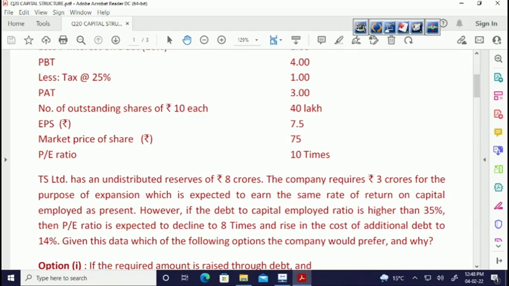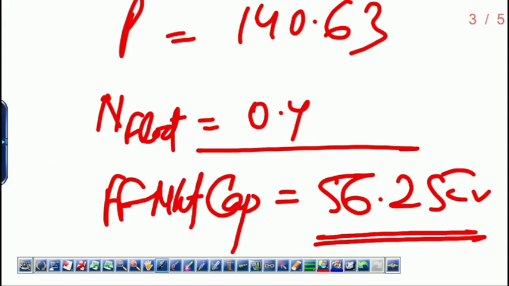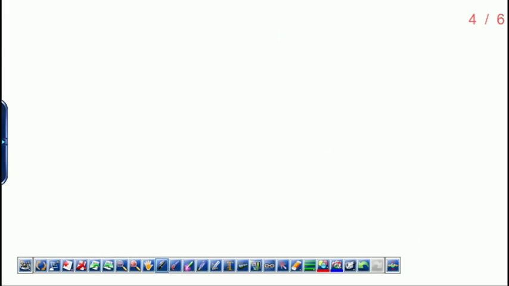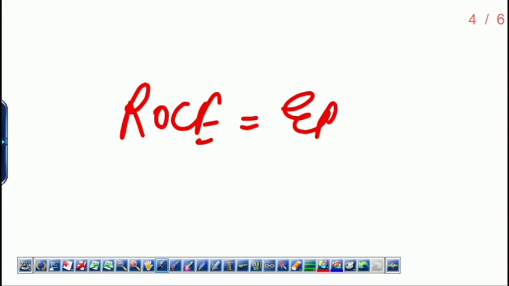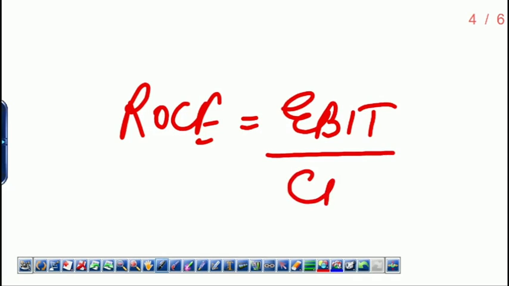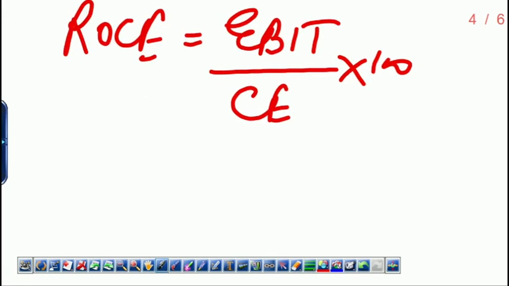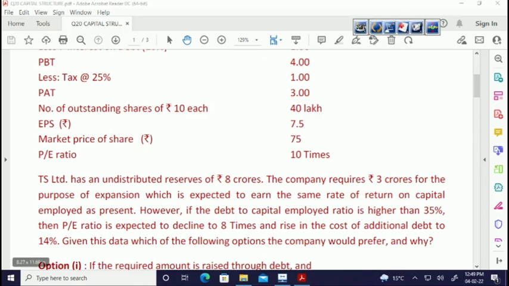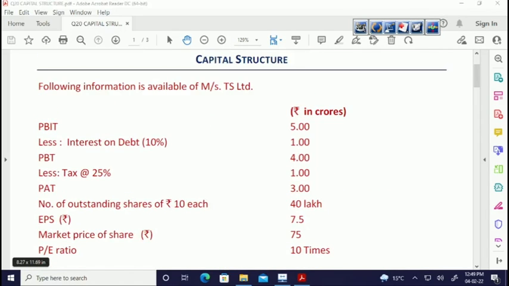So we have to calculate the present ROCE. Now what is ROCE? ROCE is EBIT divided by capital employed into 100. So what is the EBIT that we have? I think 5. Let me check it out. EBIT is 5.